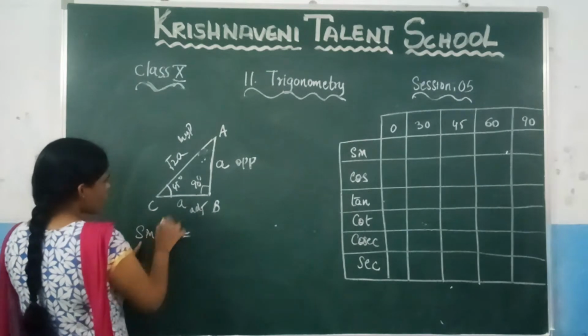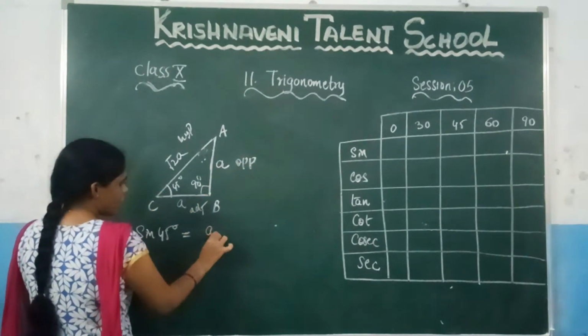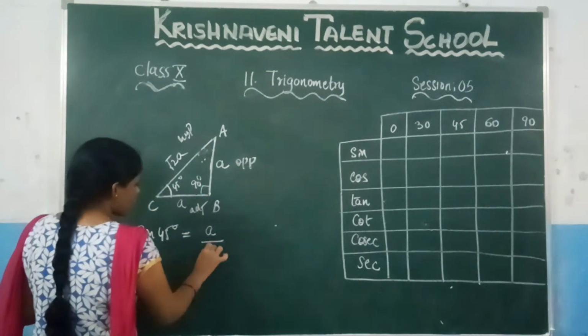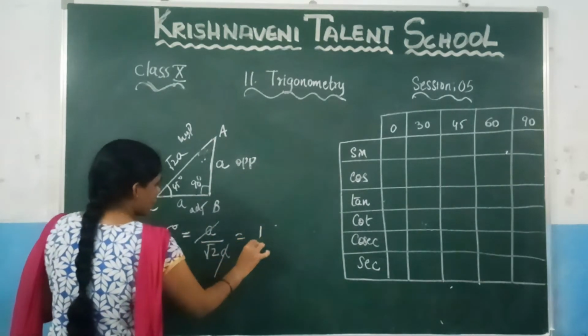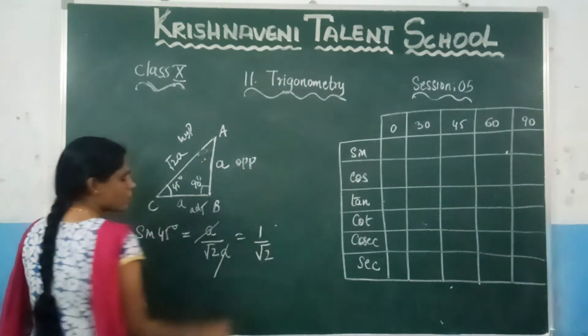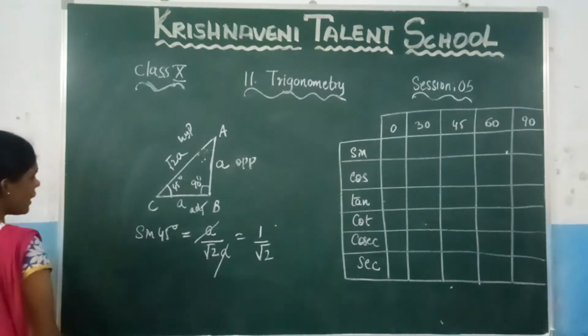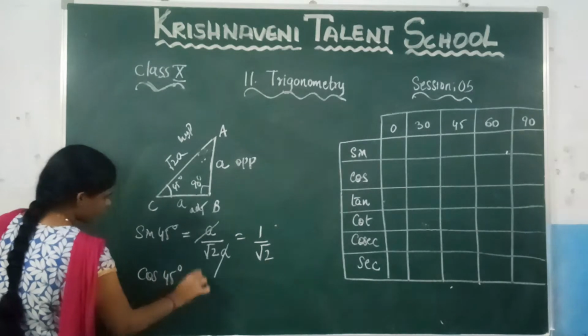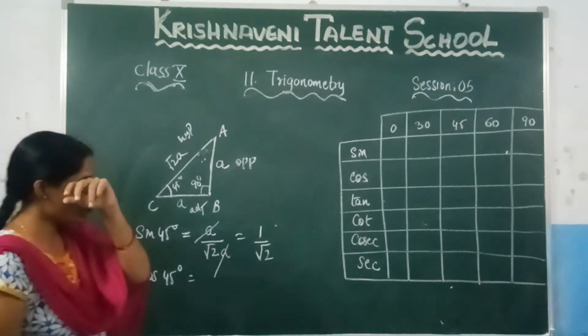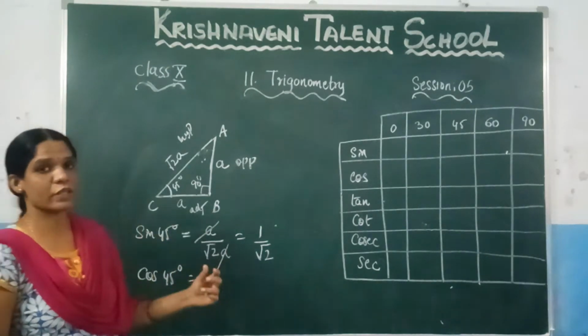So what is the opposite side length? Which is a. And what is the hypotenuse? Which is root 2a. Here this a will get cancelled and you will be left with 1 by root 2. Now let us find the value of cos 45. What is the value of cos 45? What is the formula for cos?